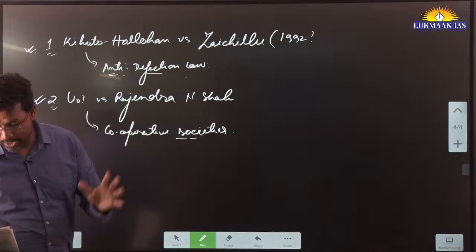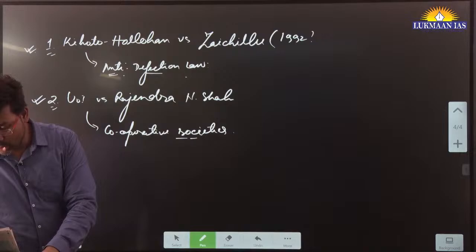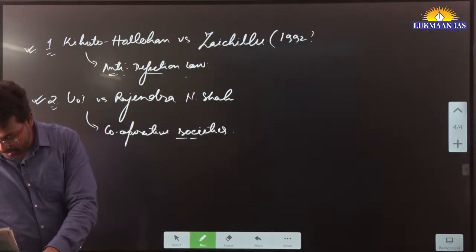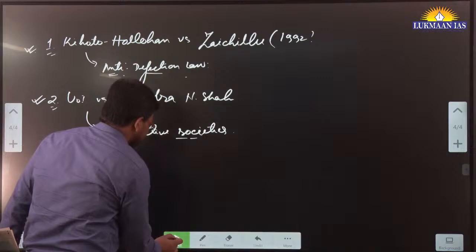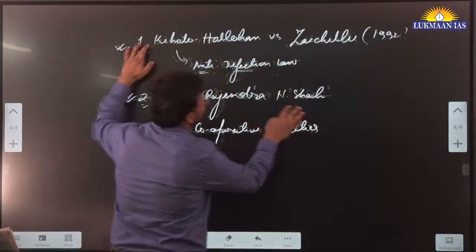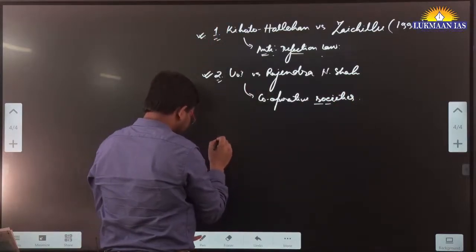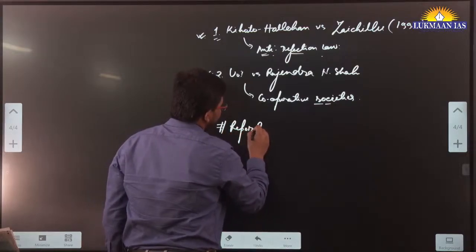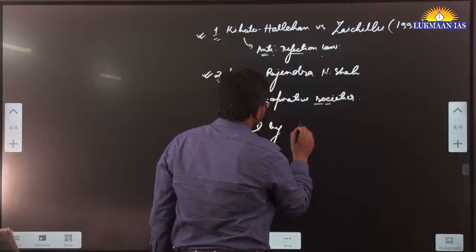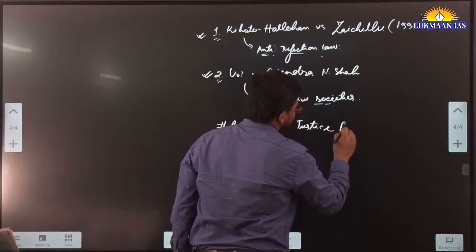Also, if I talk about the one nation one election concept, the Law Commission of India, chaired by Justice B.S. Chauhan, gave a report in this matter. So we are going to talk about that report, the draft report by Justice B.S. Chauhan.